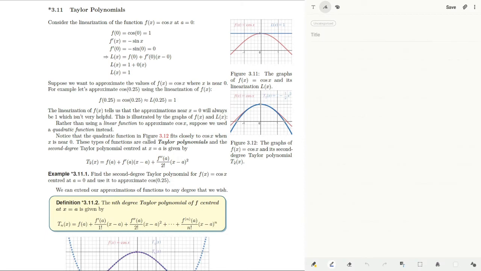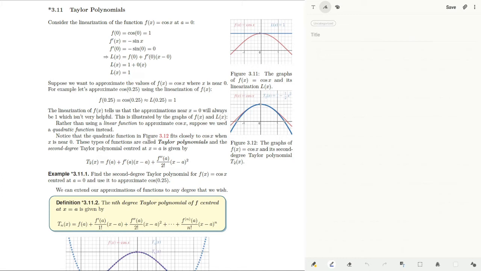In the last video we talked about the linearization of a function, which is approximating the function by using its tangent line at a point. In this video we're going to talk about extending this idea of approximating functions by using polynomials. And these approximations are called Taylor polynomials. These are named after the English mathematician Brook Taylor, who introduced the idea back in the 1700s.